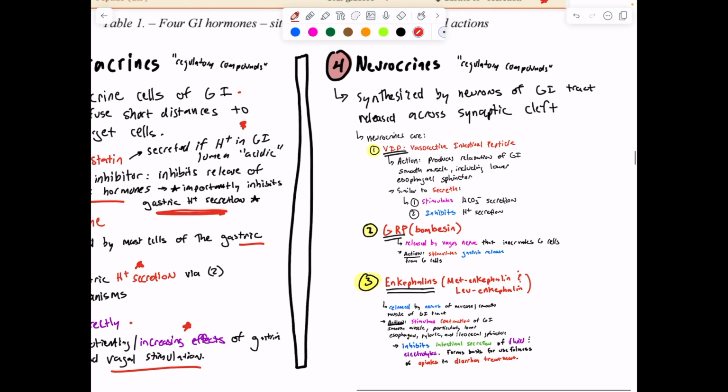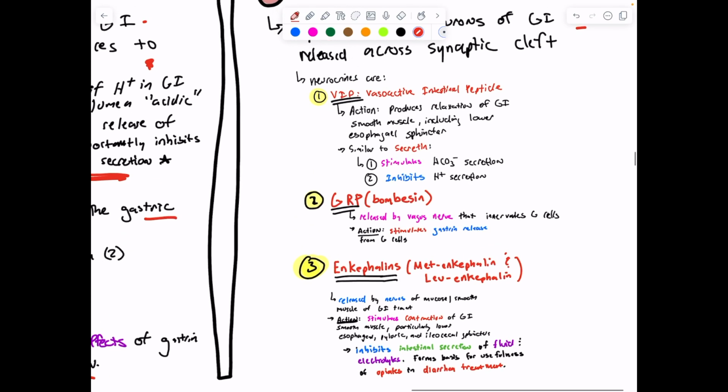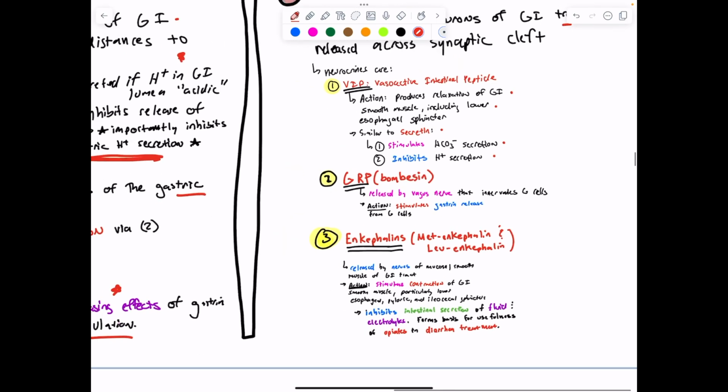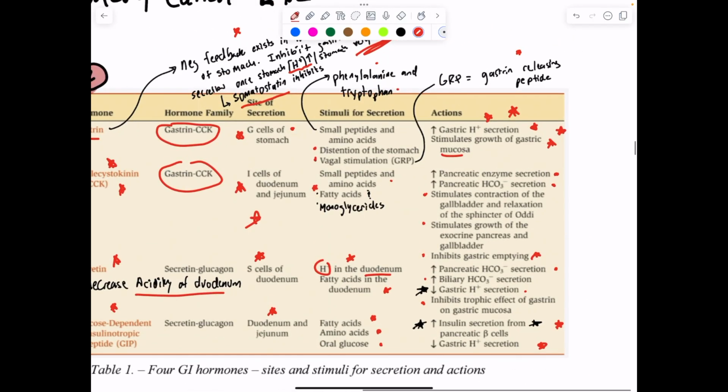All right, then we have our neurocrines. So neurocrines are synthesized and released by the neurons of the GI tract. They include VIP, which we've already seen, is relaxing the lower esophageal sphincter. It's vasoactive intestinal peptide. The action is it produces relaxation of GI smooth muscle, including the lower esophageal sphincter. It's similar to secretin. It stimulates bicarbonate ion secretion and then inhibits hydrogen ion secretion. So basically make things less acidic. VIP will do that. All right, and then GRP, which we already saw, gastrin releasing peptide up here.